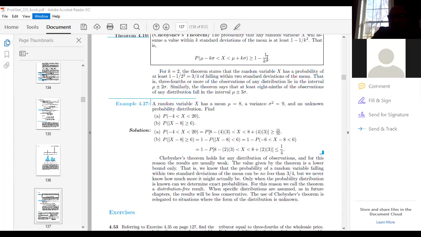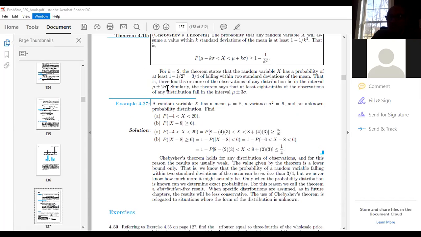Yeah, so here suppose you have k equal to root 2, so 1 minus 1 by 2, that is equal to 1 by 2. So the probability lies within a range, something like this. So that's what it means. Suppose k equal to 2, 1 minus 1 by 2 square, that is equal to 3/4. That is equal to 3/4, and that is my k value.